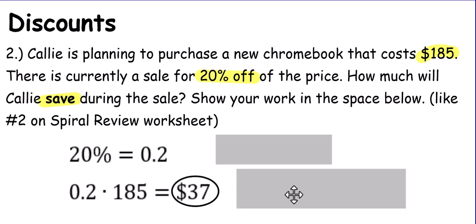Now, if we wanted to figure out the price after the savings, we could take $185 minus $37. It's not asking us to find that here. It's just asking us to determine how much we're going to save during the sale.